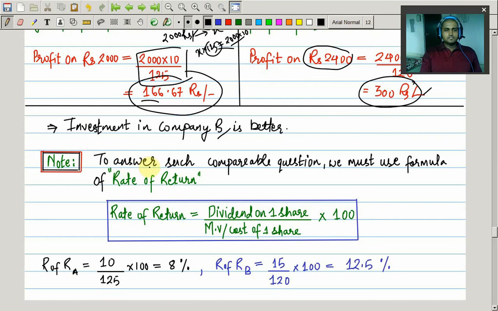Note the answer to such questions. To answer such comparable questions, we must use the formula of rate of return. In this solution, I have not used rate of return. So let's see what is rate of return. The formula for rate of return is dividend received on one share, meaning your profit on one share, divided by the cost you are paying to buy that one share, into 100. That's a very obvious formula to find the profit percentage.